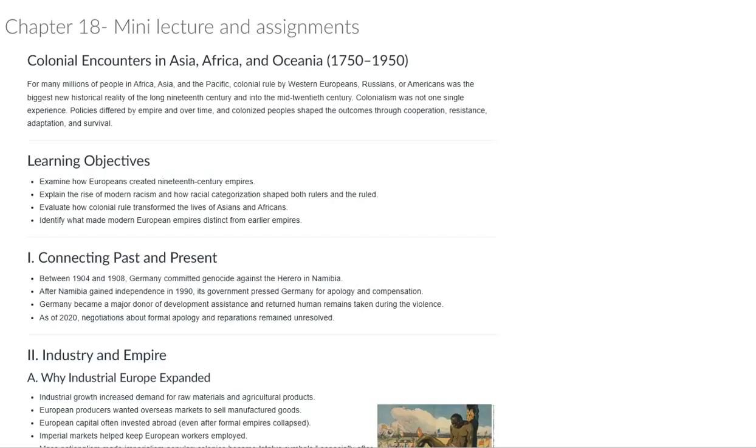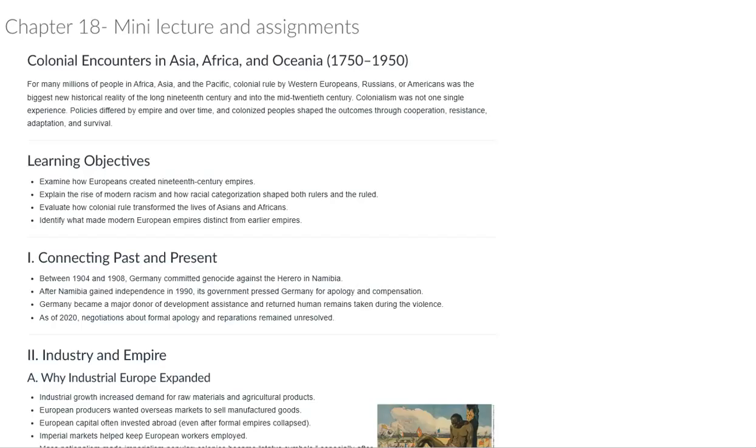Let's zoom out a little bit now. For millions of Africans, Asians, and Pacific Islanders, colonial rule was the biggest new element in their historical experience during the long 19th century and into the mid-20th. And one important point: colonialism is not the same everywhere. Colonial policy changed depending on the empire and the moment in time. And colonized peoples shaped colonial rule through cooperation, resistance, and adaptation.